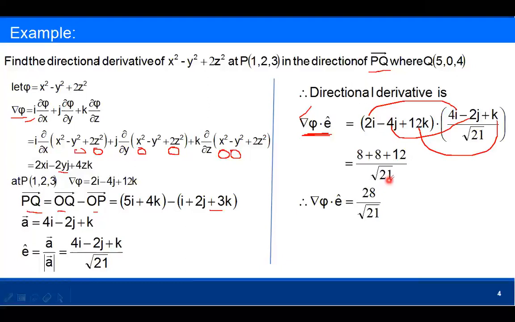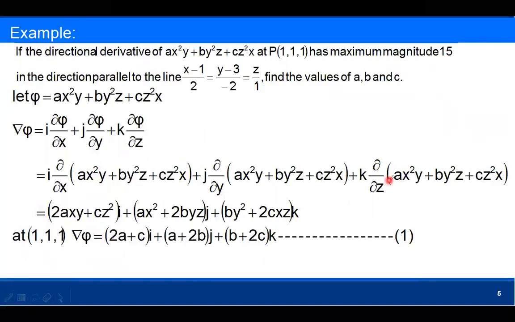See one more problem. Find, if the directional derivative of a x square y plus b y square z plus c z square x at P(1, 2, 3) has maximum magnitude 15 in the direction of the line (x minus 1) by 2 equal to (y minus 3) by minus 2 equal to z by 1, find the values of a, b, c. So in this it is directly mentioned that the directional derivative of a x square y plus b y square z plus c z square x at P has maximum magnitude 15.